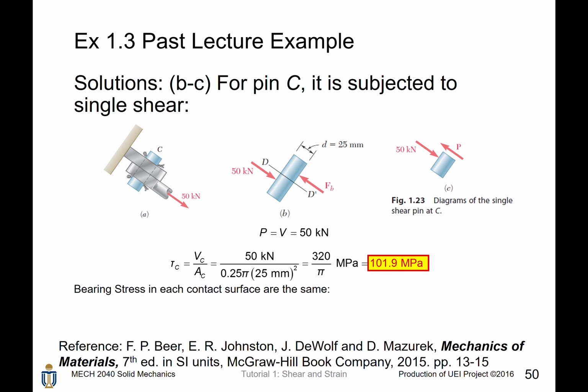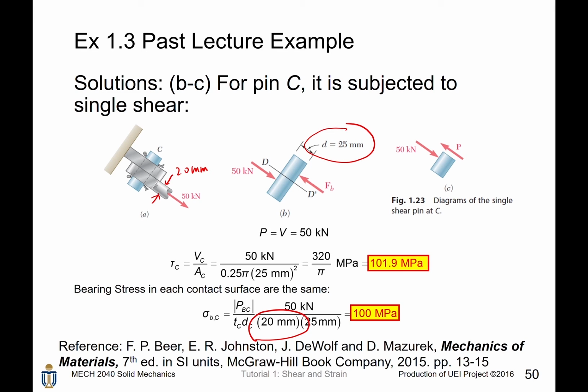For each of the contact surfaces of the 2 direct forces on this pin, the bearing areas are the same. The bearing stresses are the same. The magnitude of the force is 50 kilonewtons, while its diameter is 25 millimeters. T is given by 20 millimeters. Therefore, its bearing stress is 100 million Pascal.